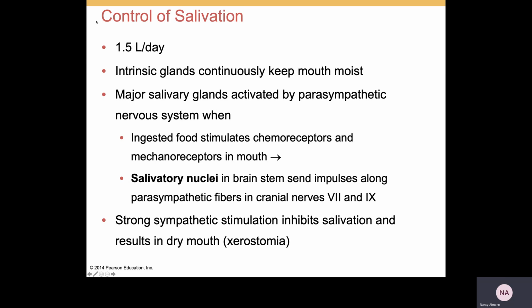The 3 major salivary glands or pairs of salivary glands that you need to know are going to be activated by the PNS when ingested food starts to stimulate chemoreceptors and mechanoreceptors that you find in the mouth, and also what's known as the salivatory nuclei in the brain stem is going to send along impulses, shooting along parasympathetic fibers in cranial nerve 7 and cranial nerve 9. Really strong sympathetic stimulation will inhibit salivation, and you will end up with dry mouth. So if your mouth goes dry when you're frightened, that's why.